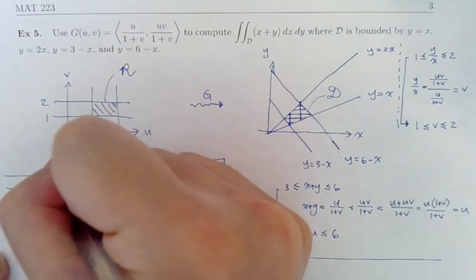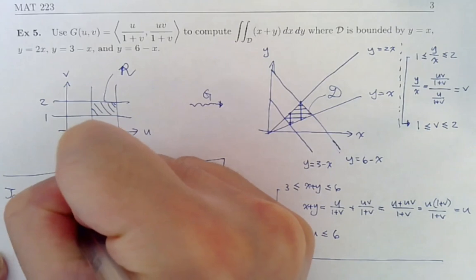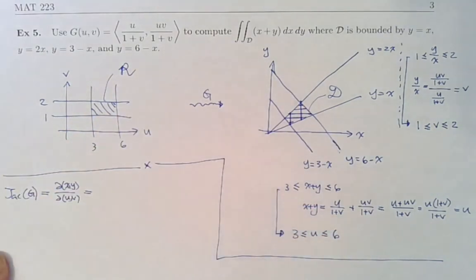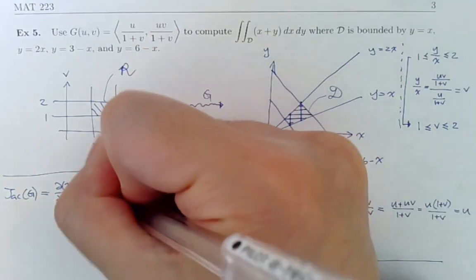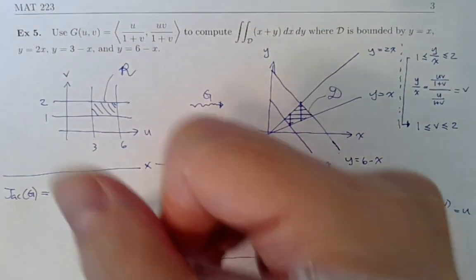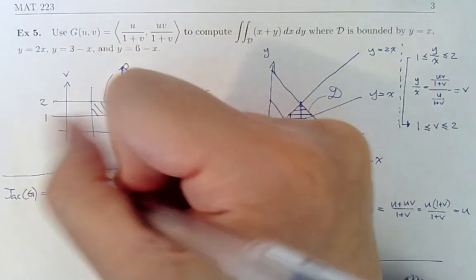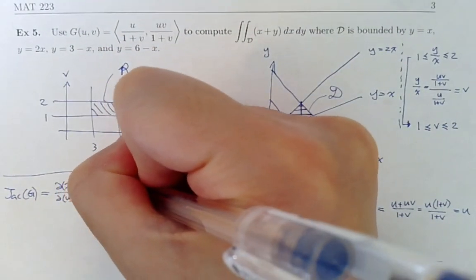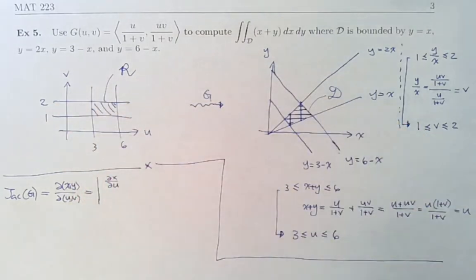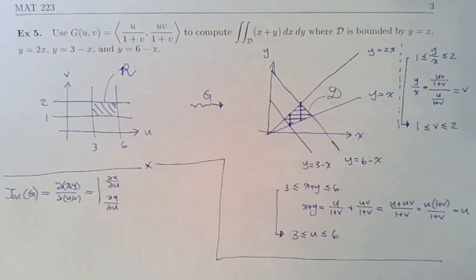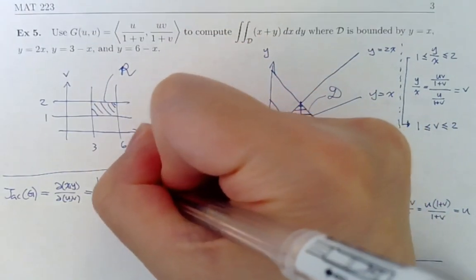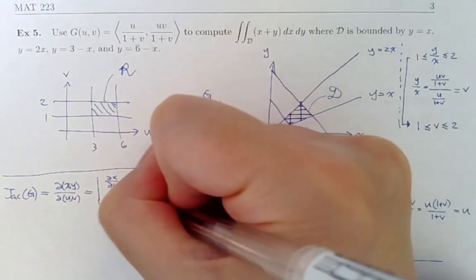The Jacobian, where we need to calculate a bunch of partial derivatives. And let me, instead of writing determinant, I will write a bar now for determinant. So dx du, and dy du, and dx dv, dy dv.